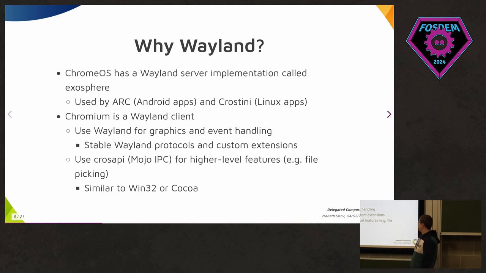Basically, Wayland is used for graphics and event handling, with the stable protocols employed, and also with some custom extensions. And for high-level features, like file picking, Crosapi is used. It's basically Google's implementation called Mojo IPC. This is similar to Win32 and Cocoa.